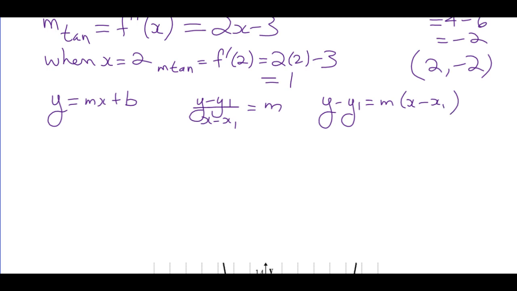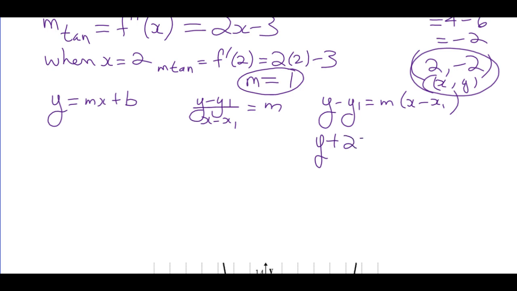Okay, so you've got a few choices. We know x, y, and m. You could plug them into y equals mx plus b, get b, write the equation in that form, then go to general form. You could plug into y minus y1 over x minus x1 equals m. Or you can plug into y minus y1 equals m times x minus x1. Your choice. I like this one, especially when the slope is just a number. So y plus 2 is equal to 1 times x minus 2.